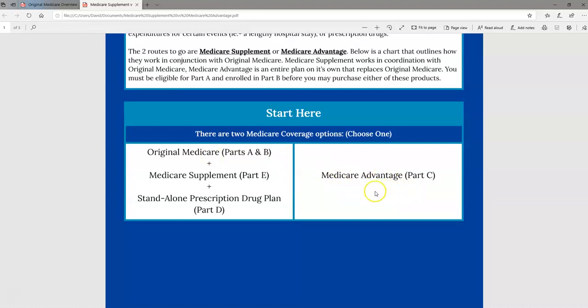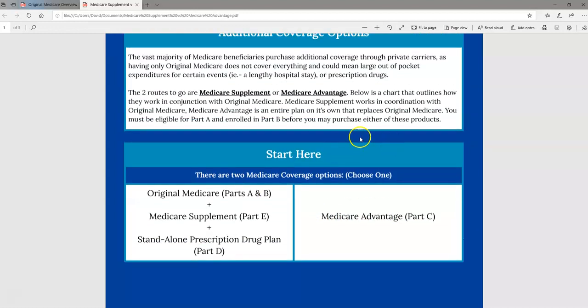So it is an option in and of itself. And so again, you can only choose one of these options. And so, really important to note here, I want to go over this sentence. You must be eligible for Part A and enrolled in Part B before you may purchase either of these products, either of these options. You got to have Part A and Part B down before we go and choose one of these if you'd like to.